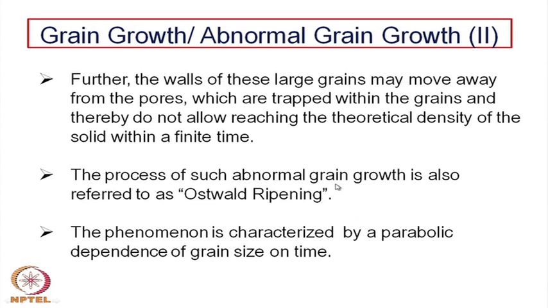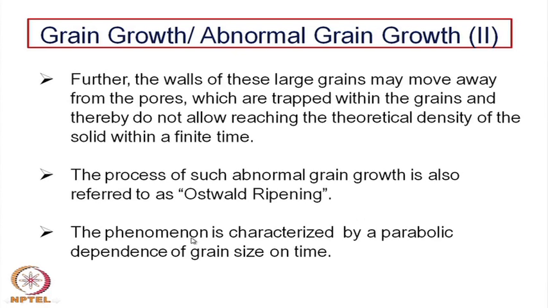The process of such abnormal grain growth is also referred to as Ostwald ripening. In fact, this was primarily taken from the metallurgical term. Metallurgists use this particular term quite often. This process is also called ripening of the large grains, and this grain growth is normally avoided if you want to have a better mechanical strength, a better plasticity of the material, and to remove or to avoid brittleness.